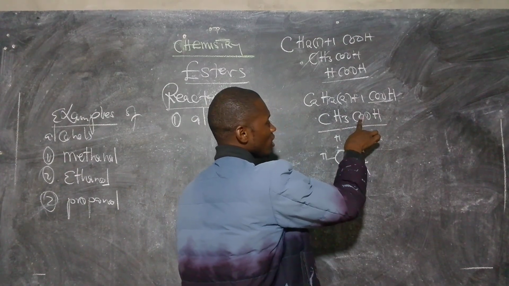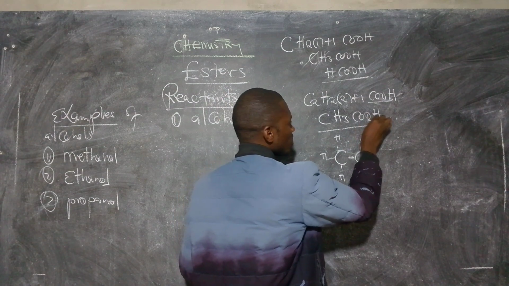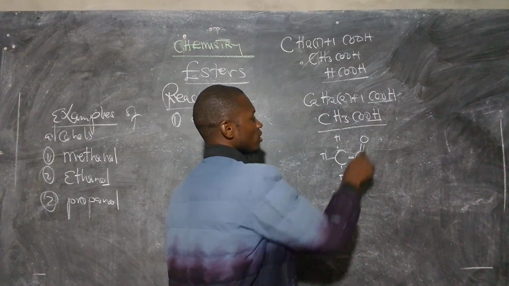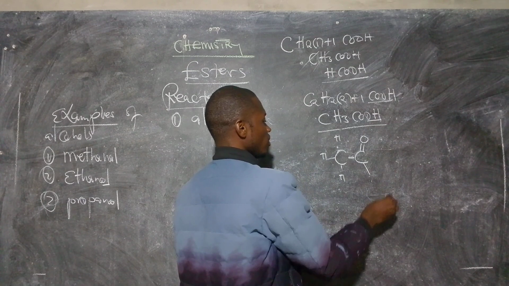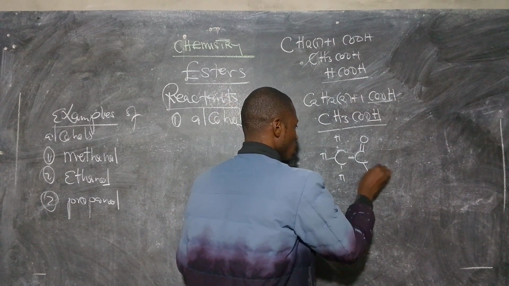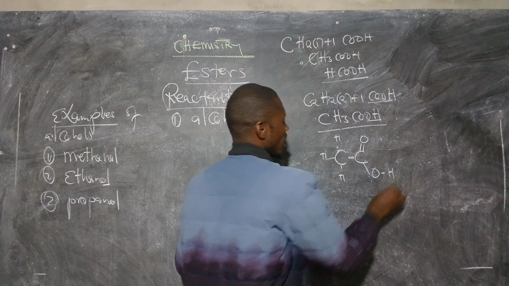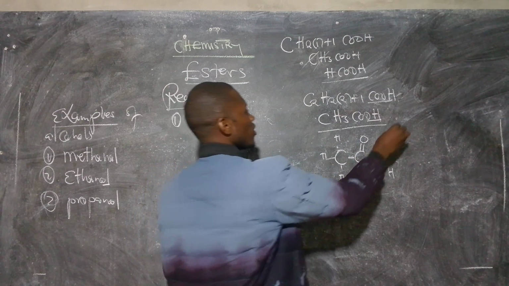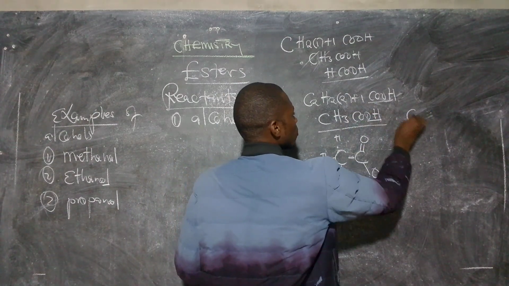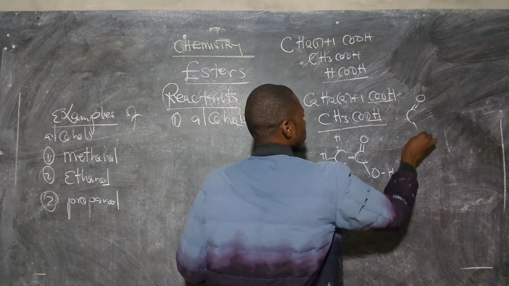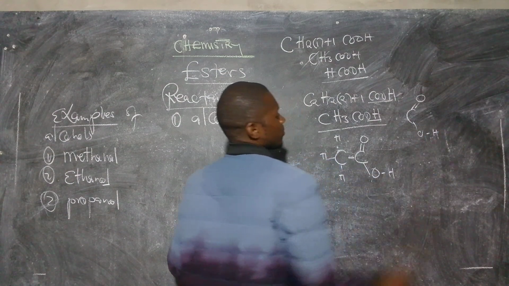So 1 oxygen has been removed. I've remained with 2 elements, which is oxygen and hydrogen. So I'll write now O, then hydrogen. So this is how we write this part in this manner.